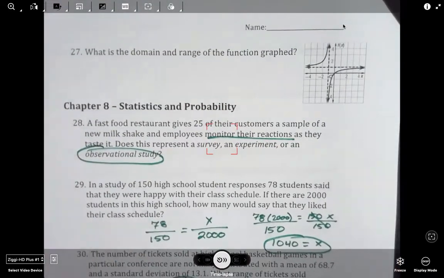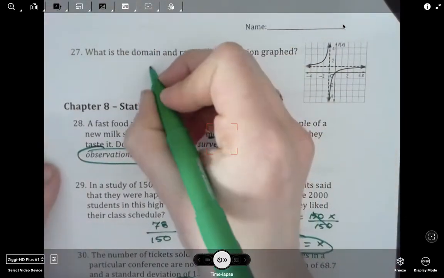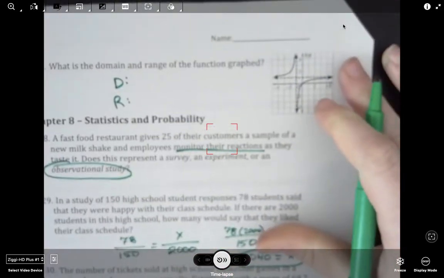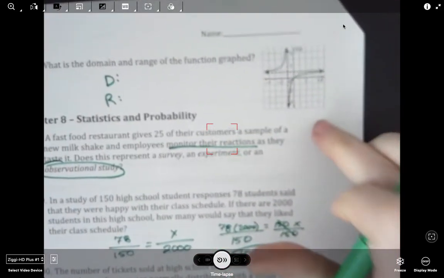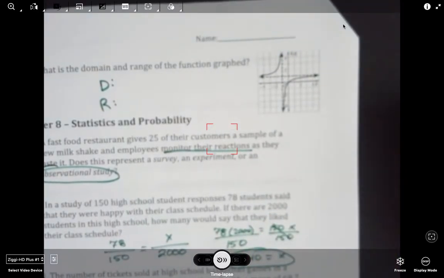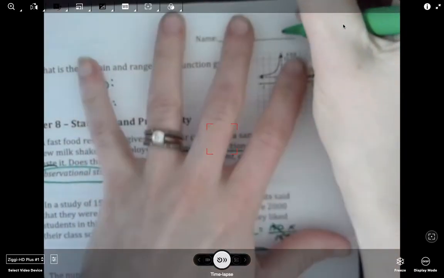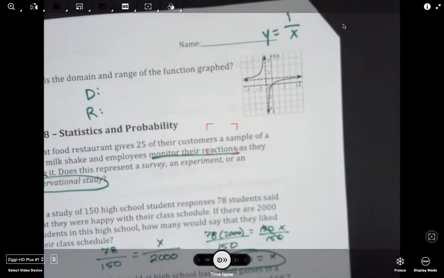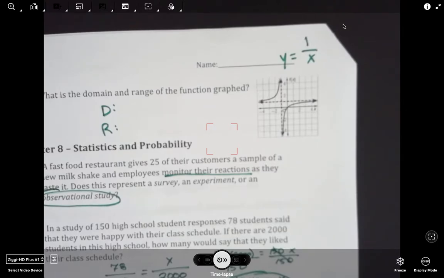All right, going to the top one, 27. We'll keep going backwards. What is the domain and range? We need those two things, D and R. This function right here, what is the parent function of this graph? Y equals what? 1 over x. That is the parent function, 1 over x. Those are the boomerang things.